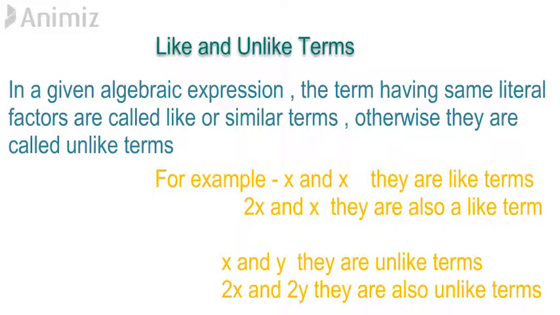For example, x and x, they are like terms because x is common. 2x and x, they are also like terms. And x and y are unlike terms because they are two different variables.